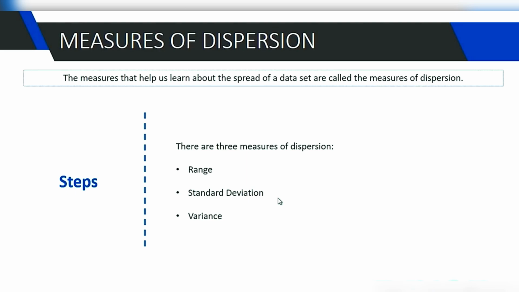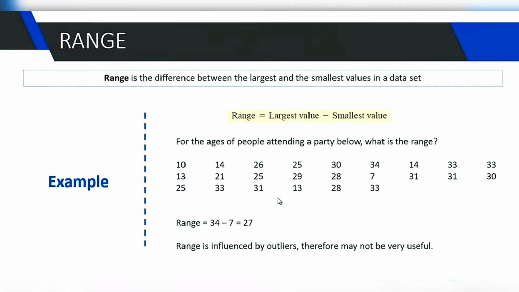Let's look at range first. Range is simply the largest value minus the smallest value. So in our example, the largest value is 34 and the smallest value is 7. So the range is 27. But as we discussed for mean, range is influenced by outliers. So if your data has outliers, range should be avoided.